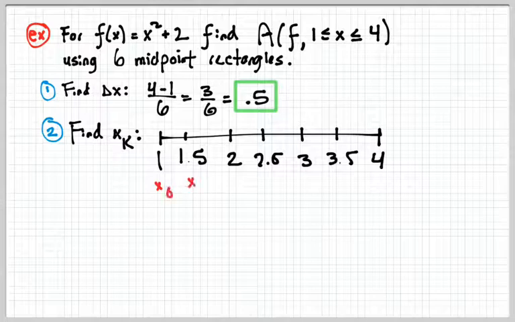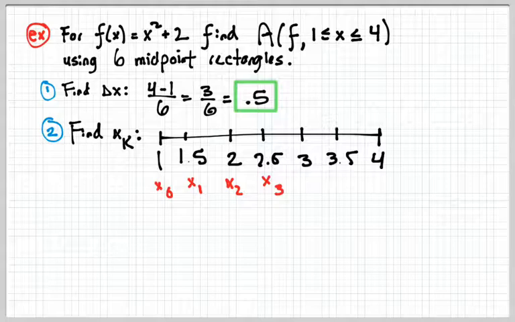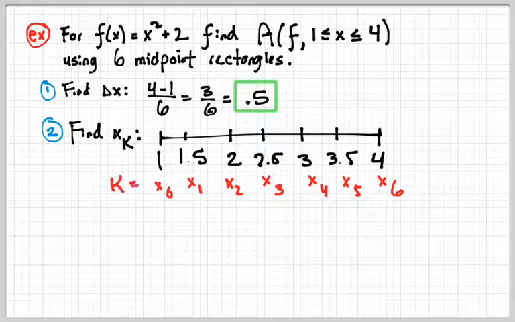X of 0, x of 1, x of 2, x of 3, all the way to 6. And remember, this is our k, and our numbers represent our x of k. So we want to establish a relationship between k and x of k.